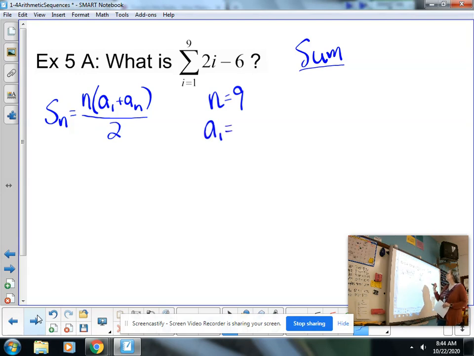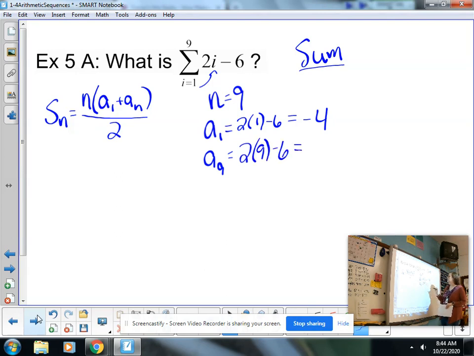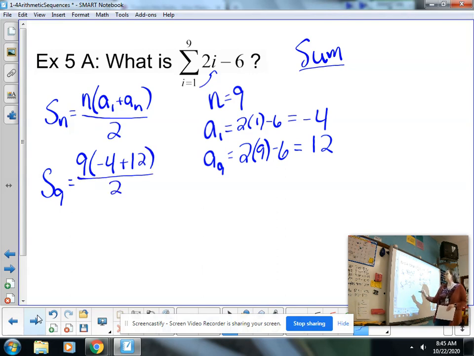To find the first term, you are plugging the 1 in for the i. So 2 times 1 minus 6 is going to give me -4. To find the last term, which would be the 9th term of the sequence, I would plug in a 9. That's 2 times 9 minus 6, which is going to be 18 minus 6, which is 12. And then I can plug into my sum formula. So S9 is equal to 9 times (-4 plus 12), and then the whole thing divided by 2.